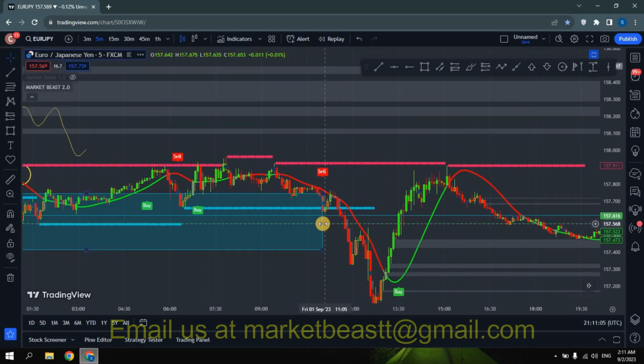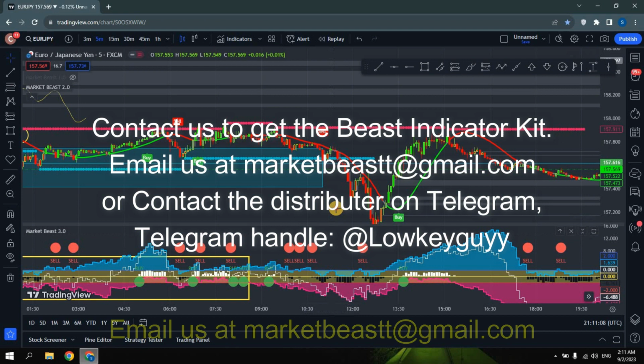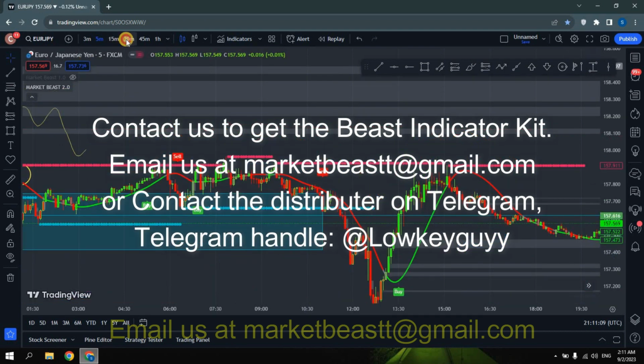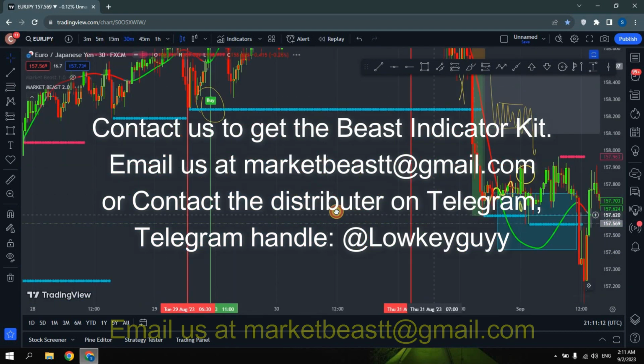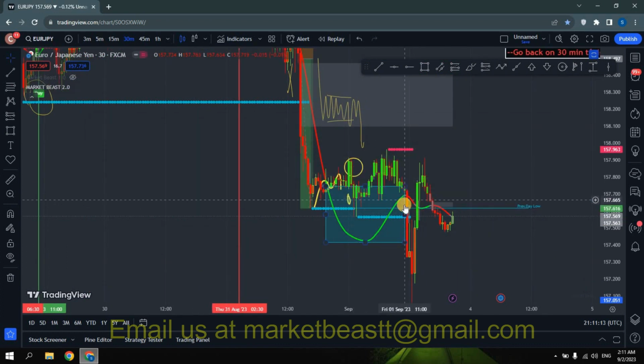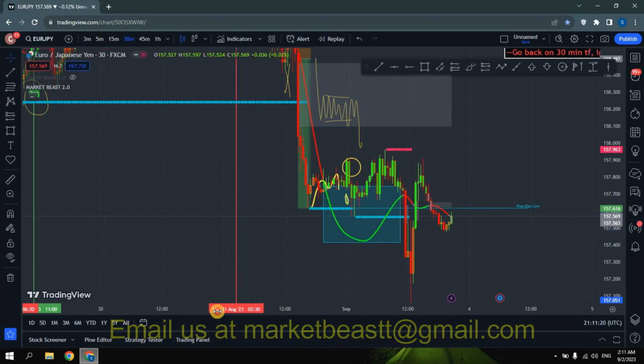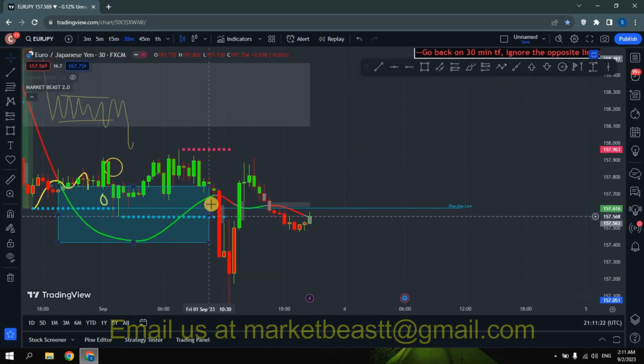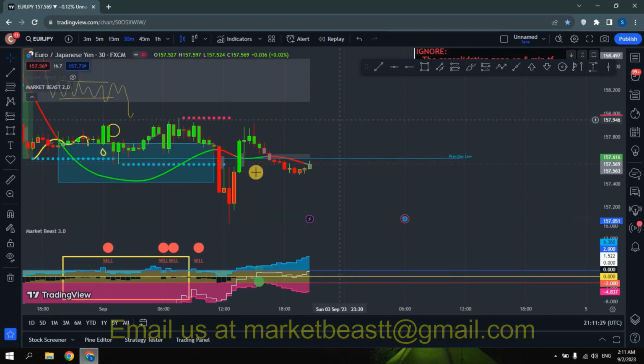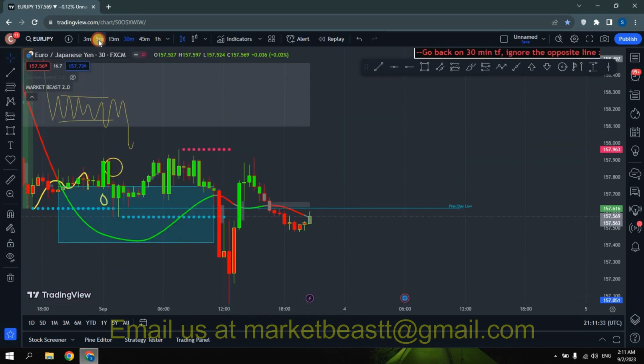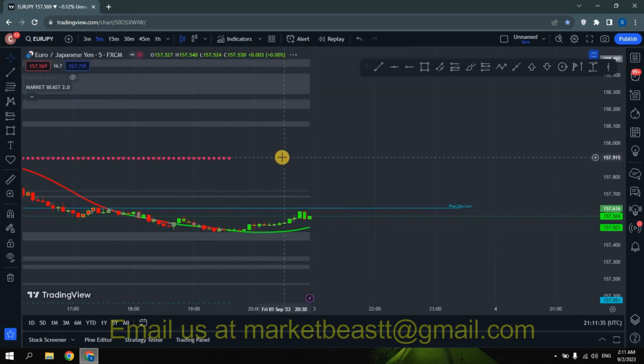Till here we were getting bullish volume on 30-minute. Look at this. But here we got a selling pressure, and the candle closes below the line and the line turns red. Let's go back to 5-minute time frame.